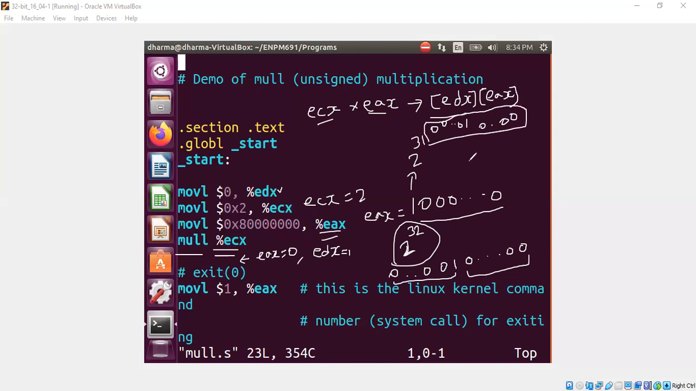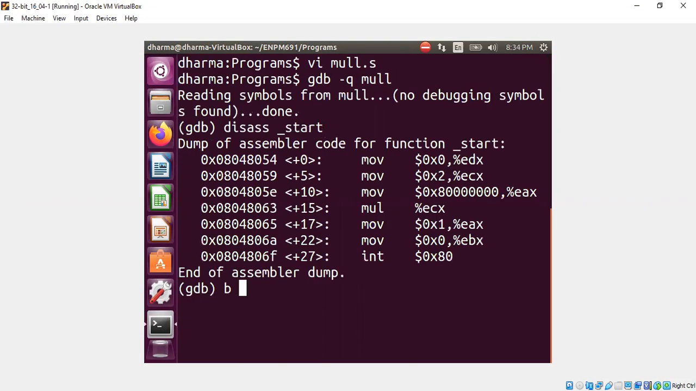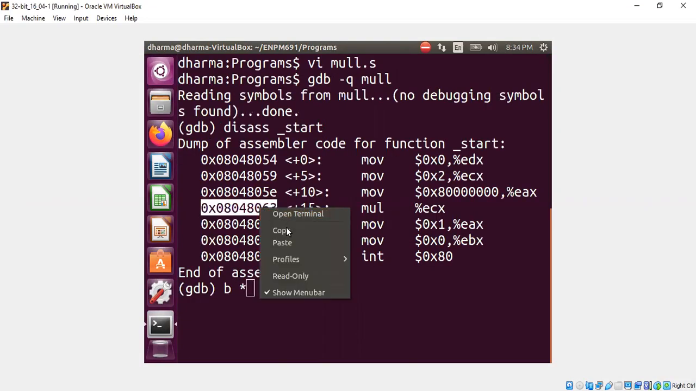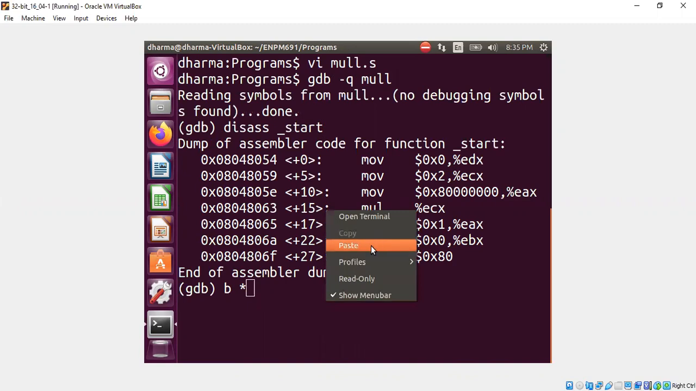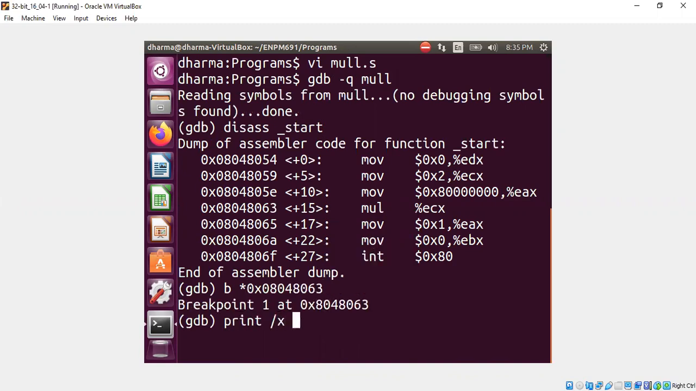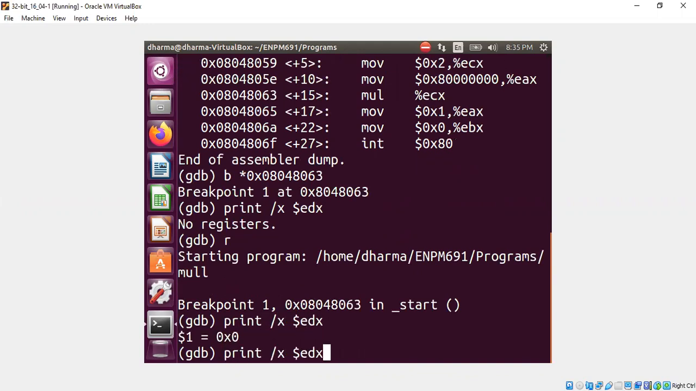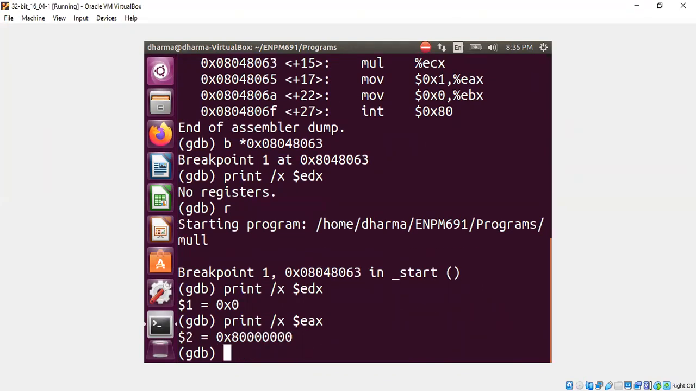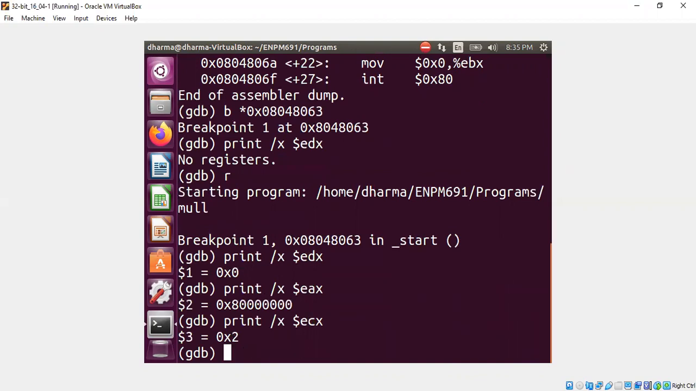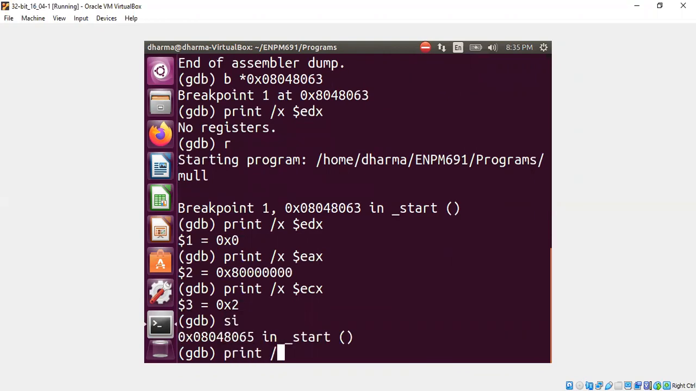Let's confirm all of this using a quick demo. I'm going to put a breakpoint just before multiplication starts, so you can see the state of EDX. What is the state of EDX? It must be 0. I will run it. Print x EDX is 0, and EAX is 2 power 31. And now we will do multiplication. What about ECX, by the way? ECX is just 2.